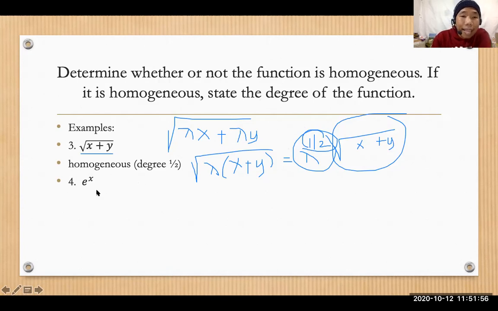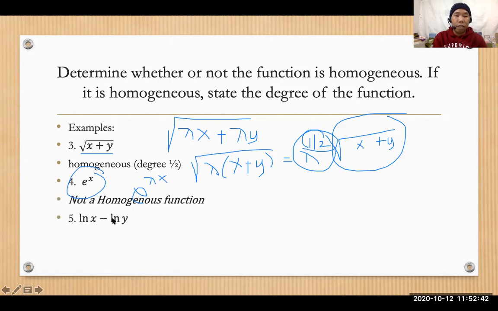Now for example number 4: e raised to x. Is e raised to x a homogeneous function? Anyone? If you apply lambda here, replacing x by lambda x, you get e raised to lambda x. Can you eliminate lambda there? No, you can't eliminate lambda. So it means that this is not a homogeneous function.